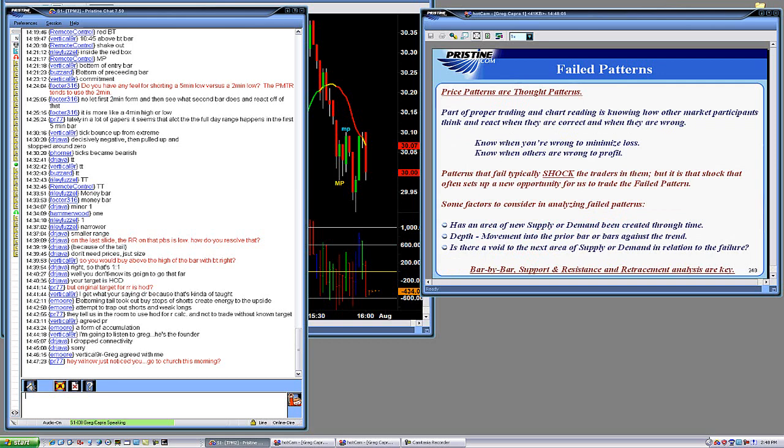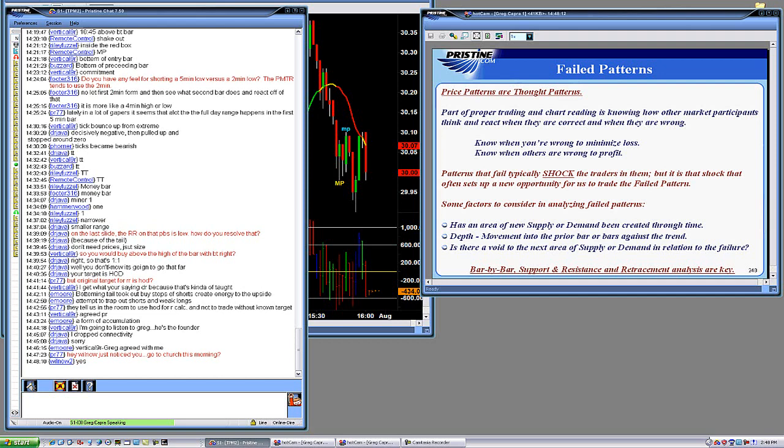So as I look at patterns, they're telling me what other people are thinking, what they're doing. If I'm in a trade, I've participated in the formation of that pattern. So I've helped form that picture. If it doesn't work out, we exit the trade. Period. We minimize loss.